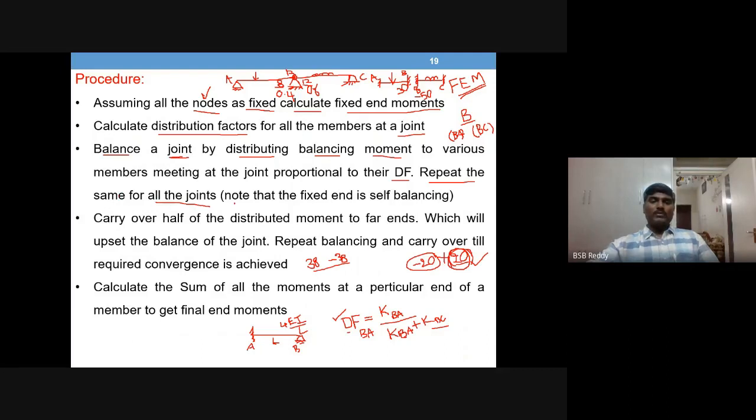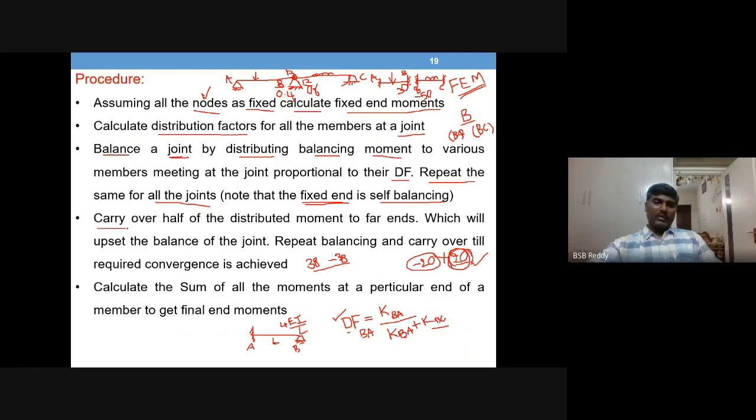There is a note here that a fixed end is self-balancing. You need not balance if there is a fixed end. A fixed end automatically balances itself. For example, if you apply some 30 kilonewton meter to the fixed end, the support itself will develop minus 30 and balance it. So that's why you don't need to balance a fixed end.